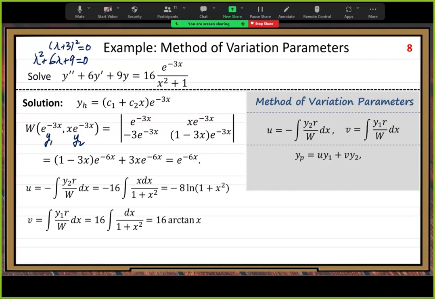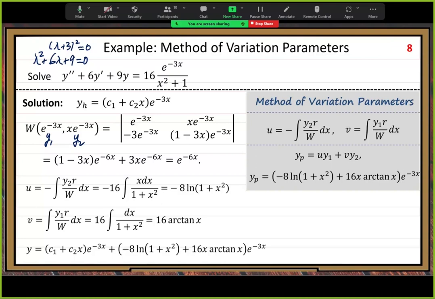Now, YP. Based on the form of YP, with U and V, we can write this YP function here. Then we combine the homogeneous part and the YP part, so the final solution is to add these two parts together. That's our final solution. That's the way we solve a second order ODE of that type.